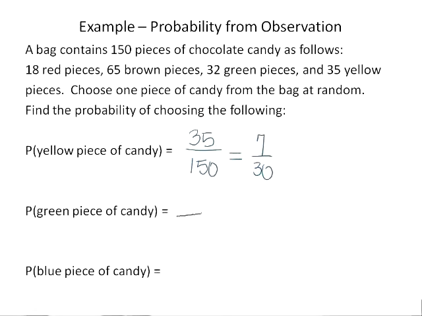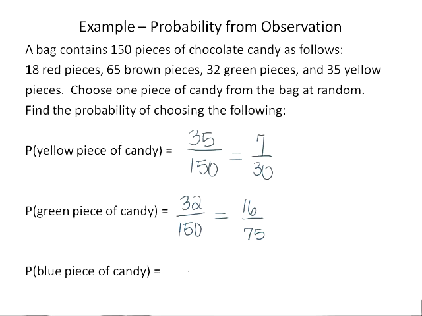Now what's the probability of choosing a green piece of candy? Well, there are 32 green pieces of candy, 150 pieces total in the bag, so that does reduce to 16 divided by 75. We have a common factor of 2 on top and bottom.